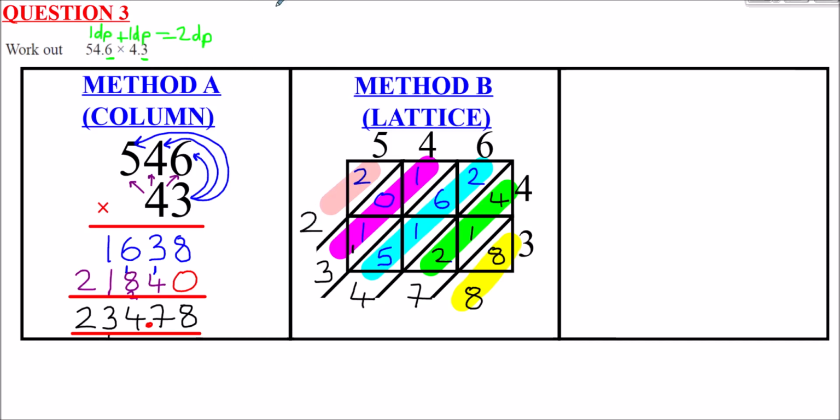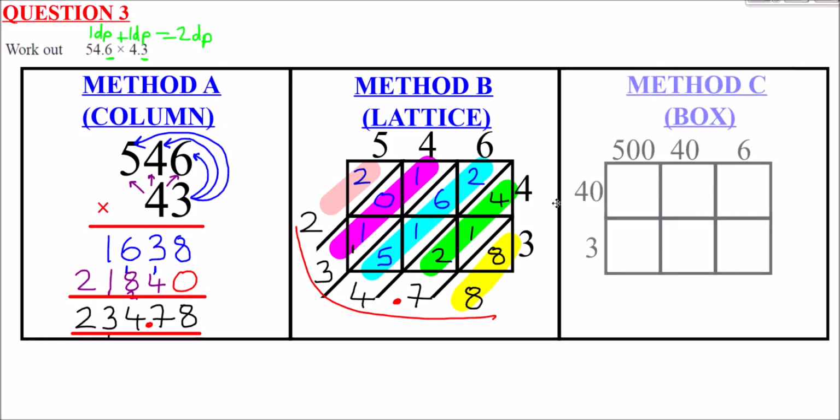So again, the answer, 23,478. We need to put the dot back in the same way I mentioned before. 2 decimal places in the question. We need 2 decimal places in the answer. So we put the dot before the 7 and the 8. So again, 234.78.